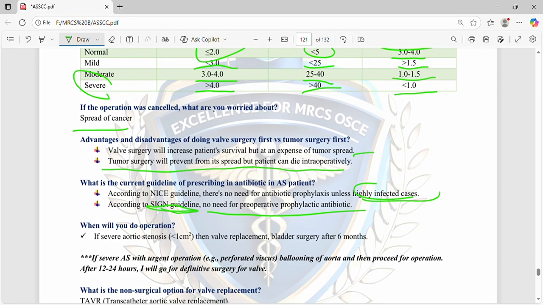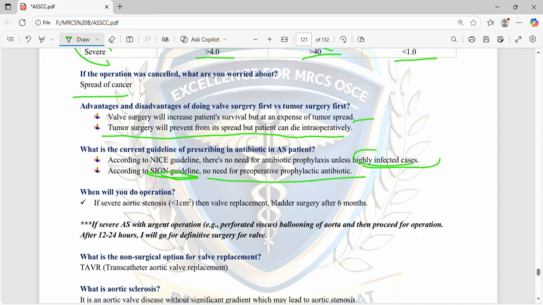If severe aortic stenosis, less than 1 centimeter square and greater than 4 aortic jet velocity, then valve replacement, bladder surgery after 6 months. So first you have to do the valve replacement surgery, and then after 6 months you can do bladder surgery.